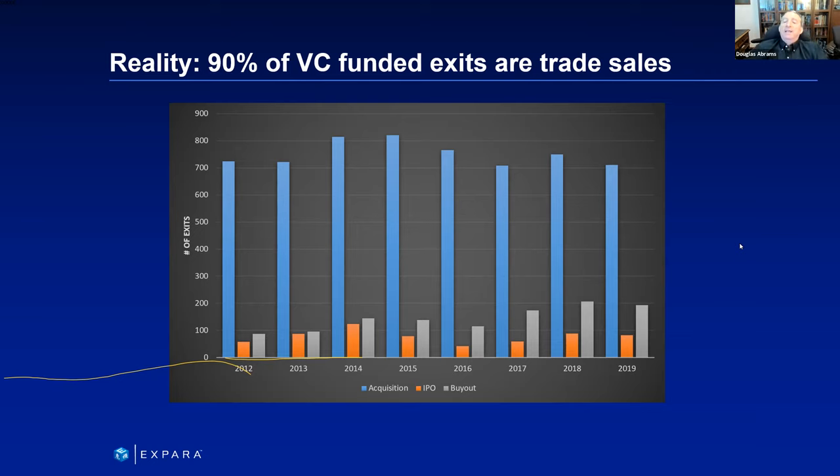you are much more likely, 9 to 10 times as likely, to exit in a trade sale as you are to exit in an IPO. And these numbers are from the US. And the US has the highest number of venture funded IPOs every year. So if you think about this distribution of exits for Southeast Asia based companies, it's going to be even more shifted toward trade sale.